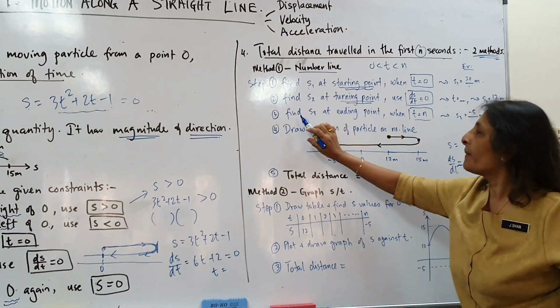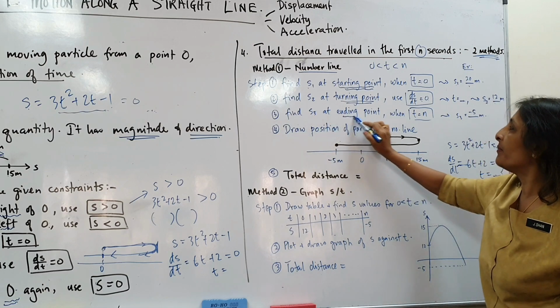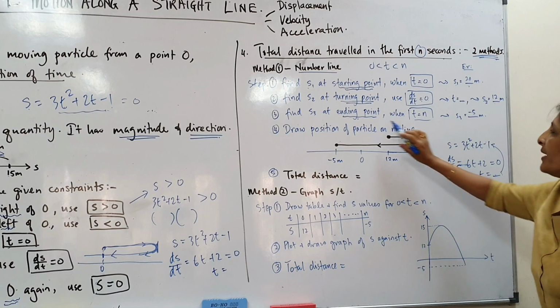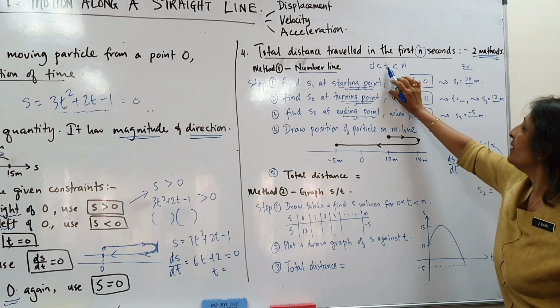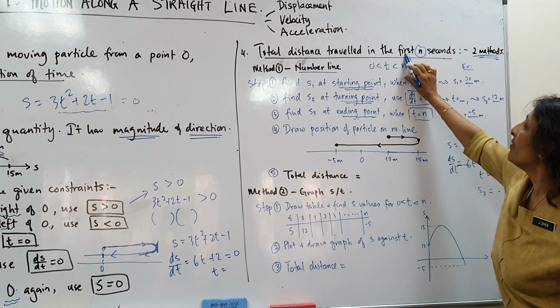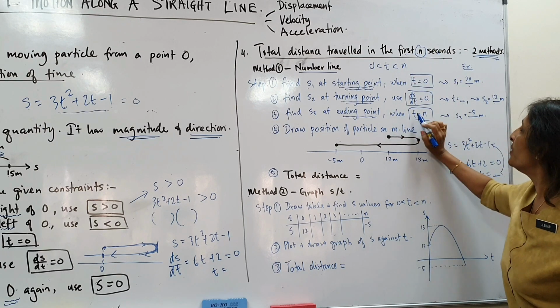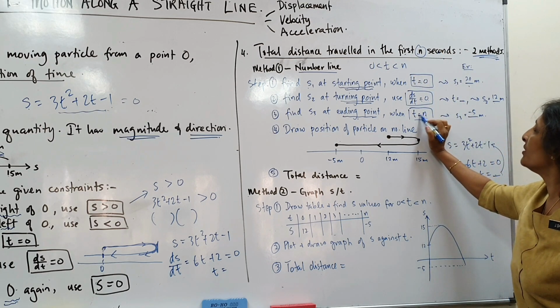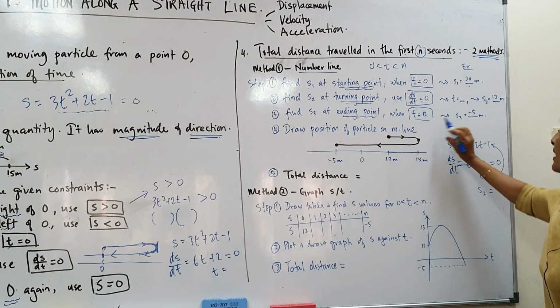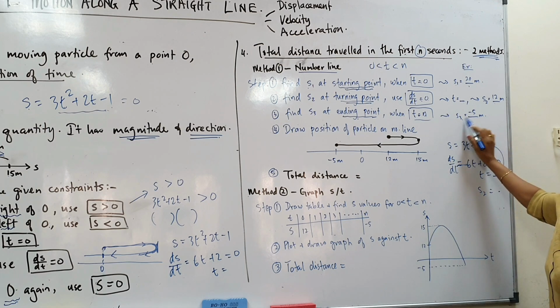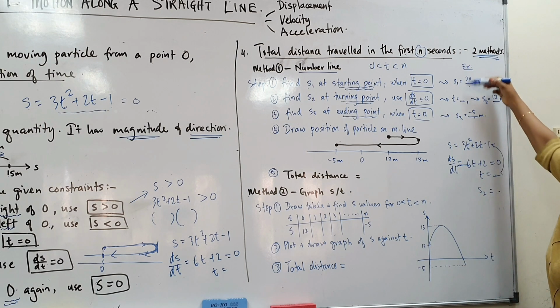Then the third one, find s at the ending point. Starting point, turning point and ending point. Depending on the question, they ask you to find for the first how many seconds. First 8 seconds means you put t equals 8. First 12 seconds means you put t equals 12. So you sub t equals 12 into the equation and you can find the answer s3.